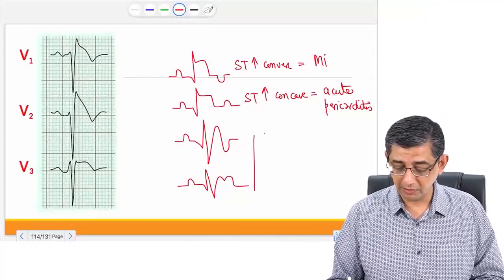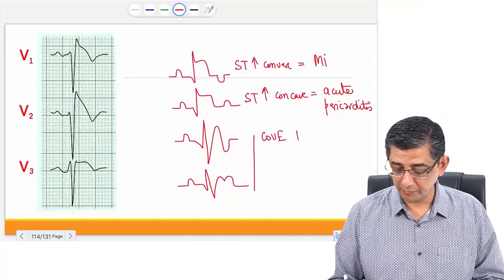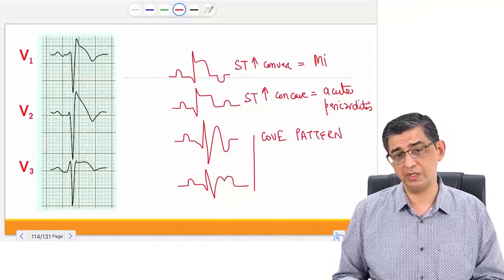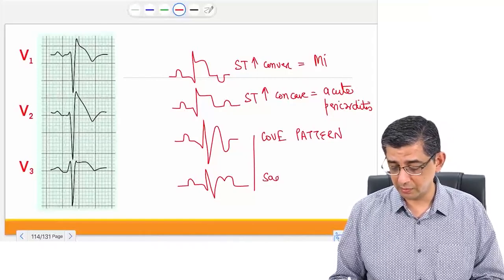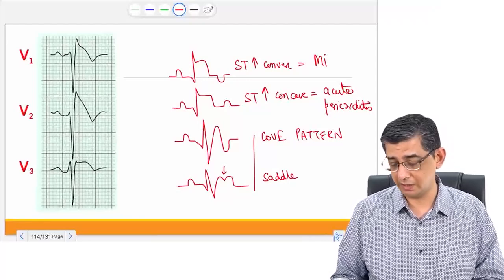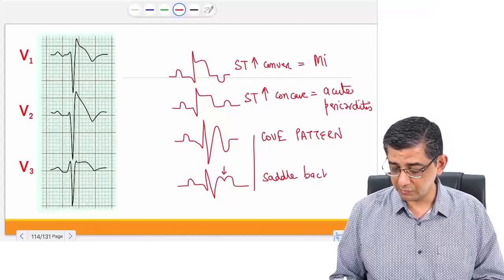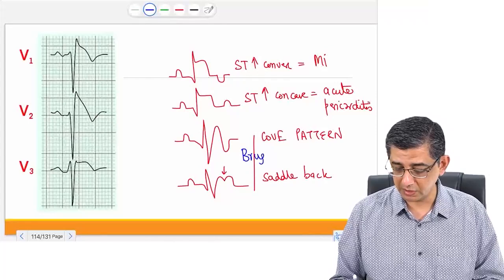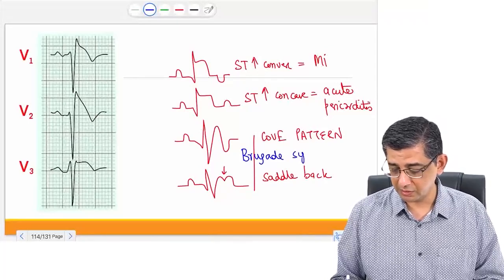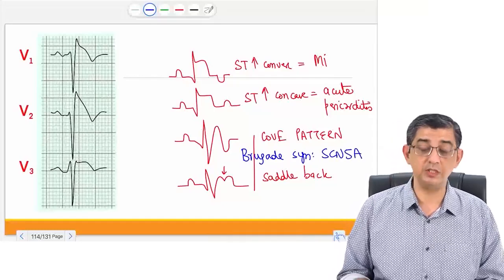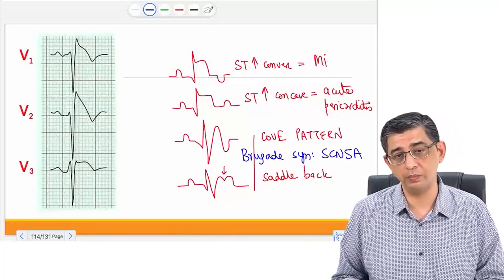The inferior two that I've highlighted: the first one is called the cove pattern, C-O-V-E. This is also called the Brugada pattern. The second one is called saddleback. You can notice the notch in between, right? This is when the T wave is starting. Both of these are seen with a sodium channel defect in the heart that can cause sudden cardiac death. It has been discussed: SCN5A defect, Brugada syndrome. And these are the various types of ST elevation that you should be familiar with.